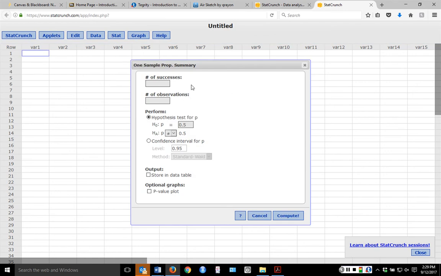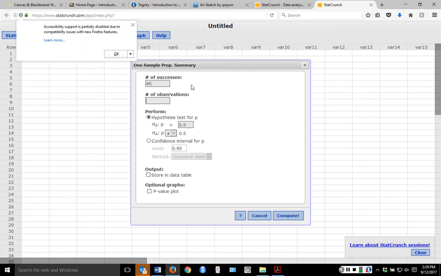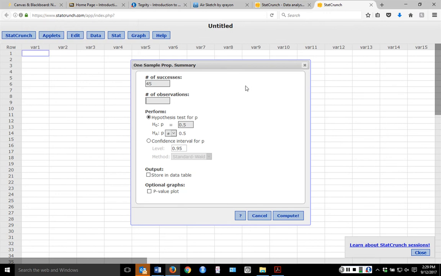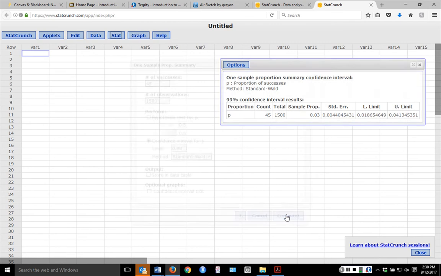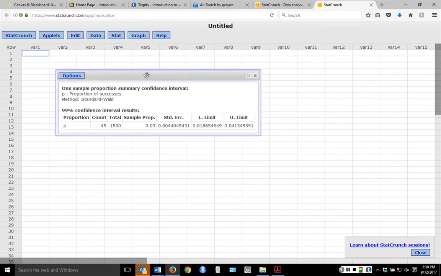We put in how many defective items there were and how many total items there were. Basically, those are our two numbers that create our p hat. We say we're doing a confidence interval, but we're doing a 99% confidence interval, so I need to change my level to be 0.99. Then at that point, we hit compute, and so we get some numbers here.